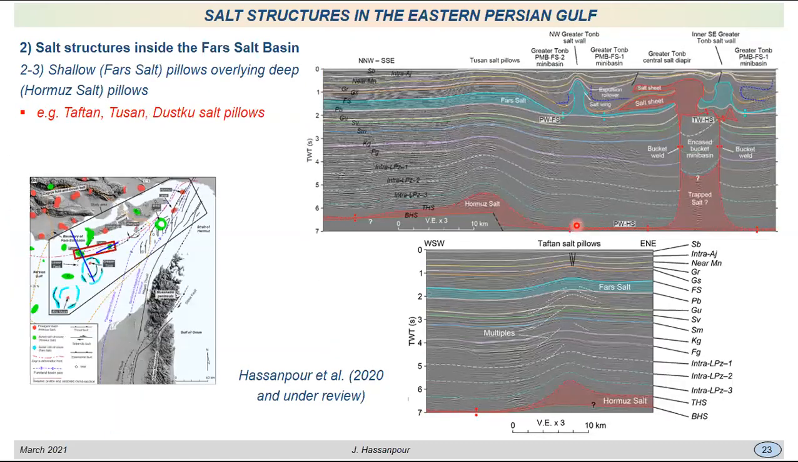And the third group of the structures inside the Fars Salt basins are shallow Fars Salt pillows overlying deep Hormuz Salt pillows, as you can see in these two seismic lines. A shallow Fars Salt pillow at these depths, and here it's quite a gentle inflation of the Fars Salt overlying a deeper pillow of Hormuz Salt. So as you can see in these two examples, we have got the thinning of the oldest overburden of the Hormuz Salt toward the top of the pillow, which gives us some indication of the earlier history of the Hormuz Salt movement.